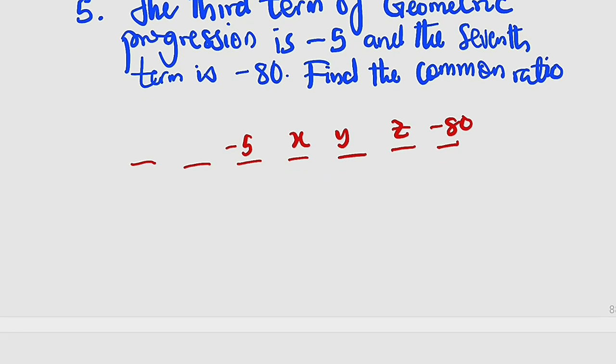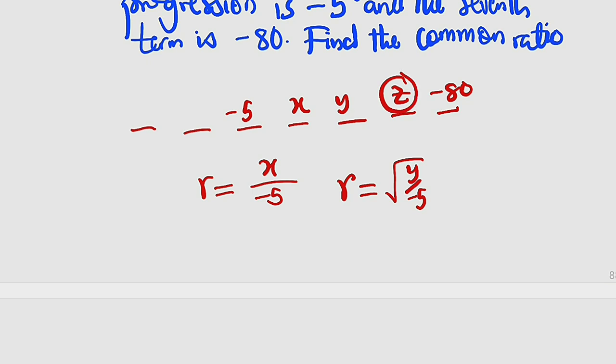Suppose you are given x, to find the common ratio is simply taking x divided by -5. But we are not given that. But let's assume we are given y as a value. To find the common ratio, it is the same thing as the square root of y divided by -5. This is just an assumption. Suppose we are given these values.